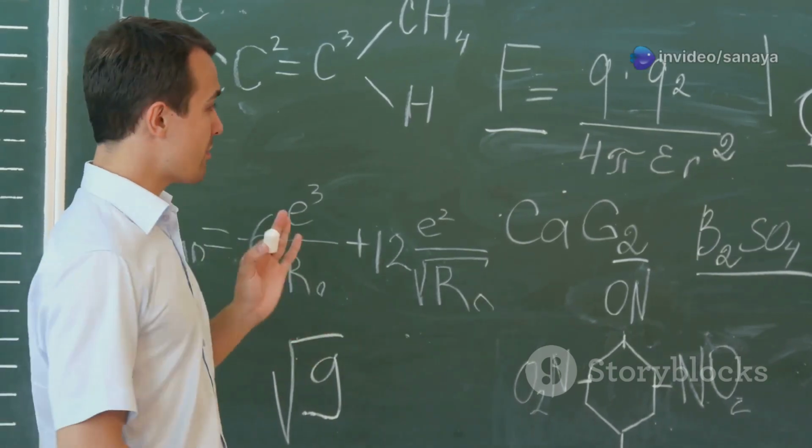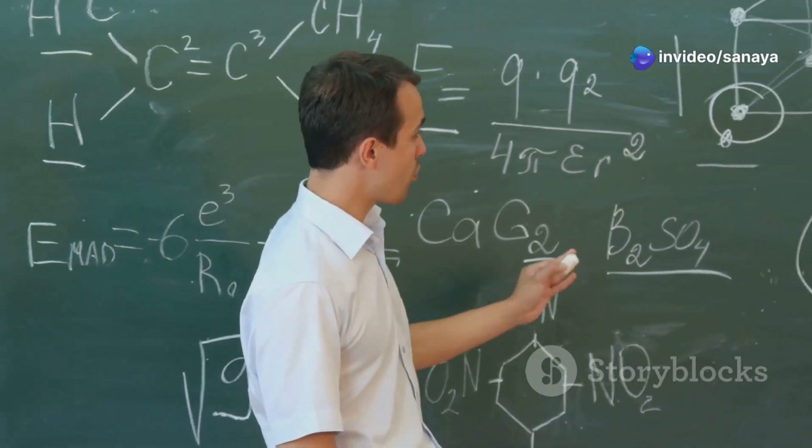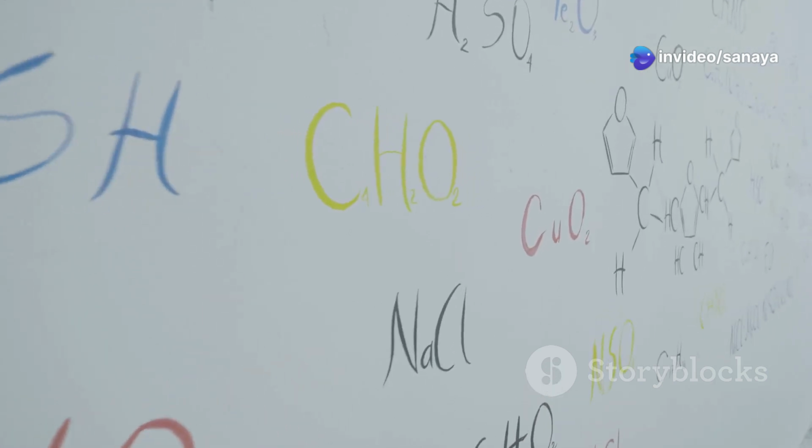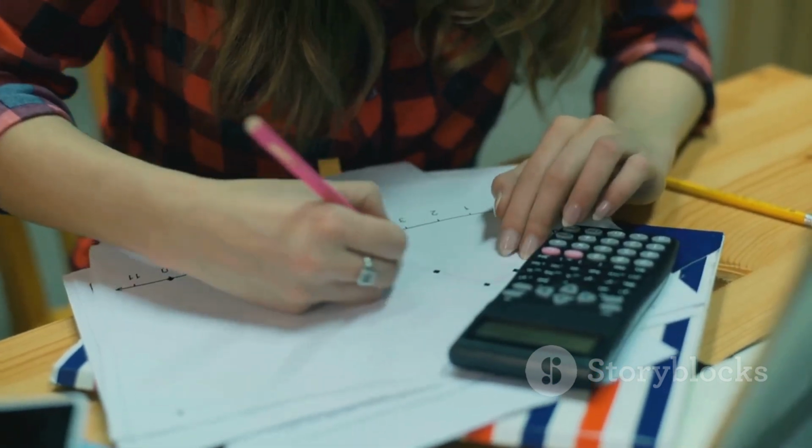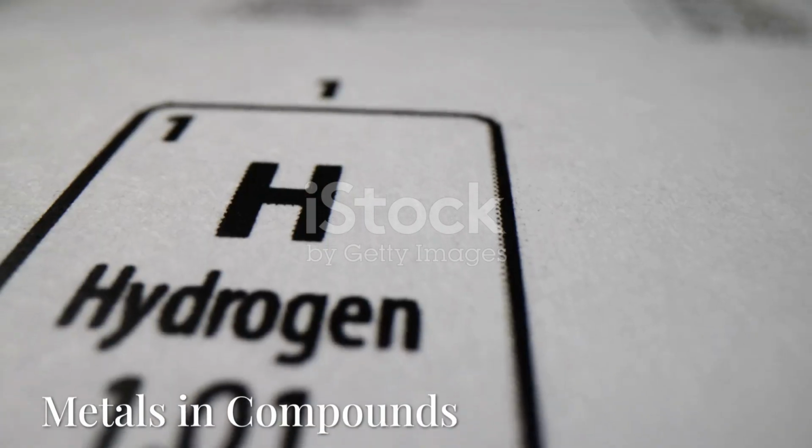Rule 7. The sum of oxidation numbers in a neutral compound is 0. For polyatomic ions, the sum equals the ion's charge. Use this rule to find unknown oxidation numbers. It's your algebraic tool.